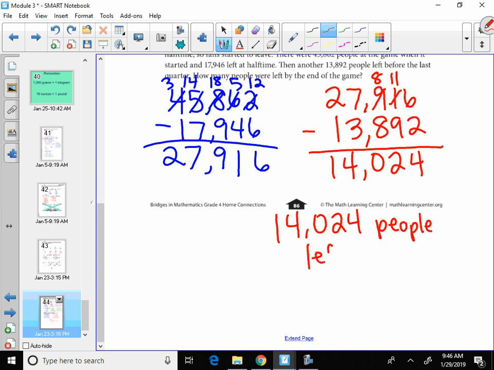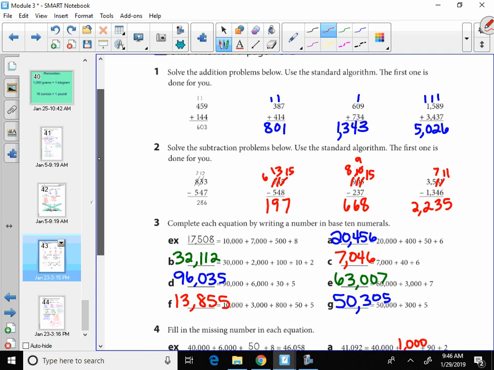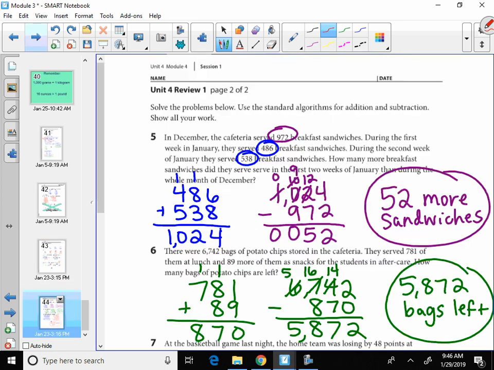Okay, here are the answers for page 85 and page 86.